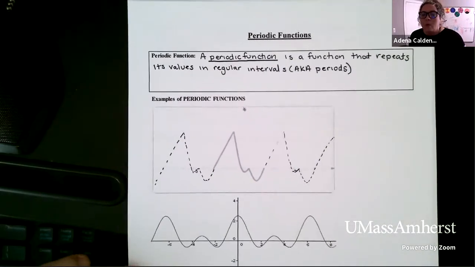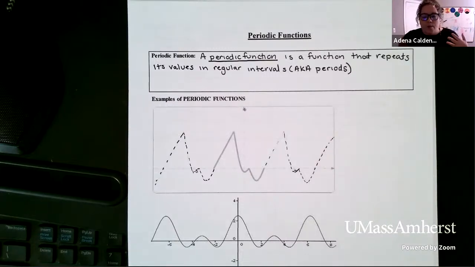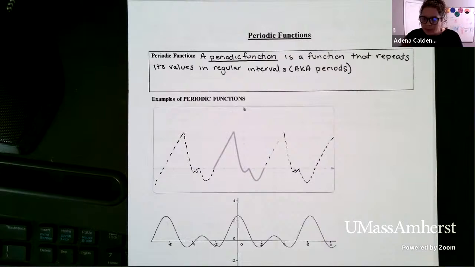Okay. So there are a lot of different types of periodic functions. We're going to start with the general idea of what a periodic function is, how we recognize a periodic function, and why we even care about periodic functions. So let's start with the general definition. A periodic function is any function that repeats its values in regular intervals. And the interval where the function repeats is called the period. So it repeats every so often.